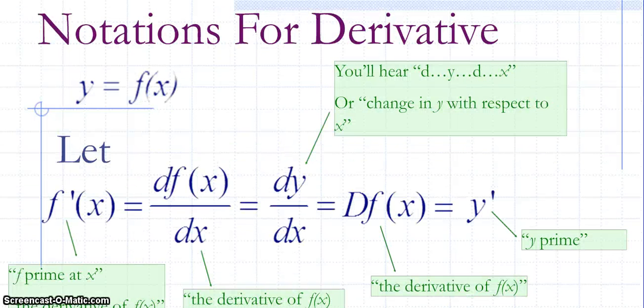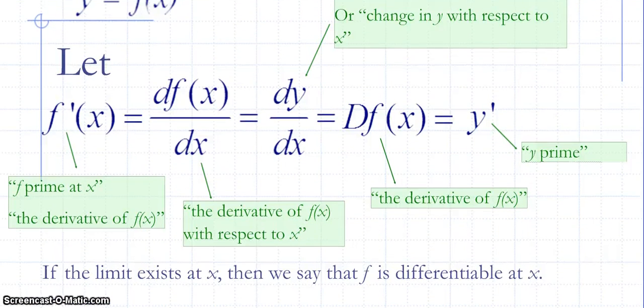So some notation for derivatives. Whether we use y or f of x or some other function, we'll have this notation here, which I just mentioned on the last slide. So this we say f prime of x, the derivative of f of x. We could also see df dx of x, the derivative of f of x with respect to x.